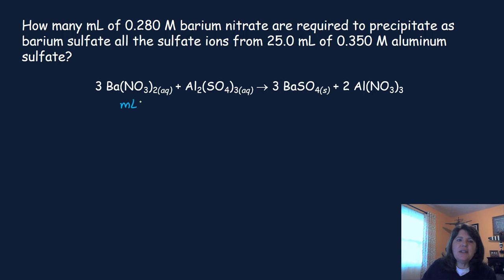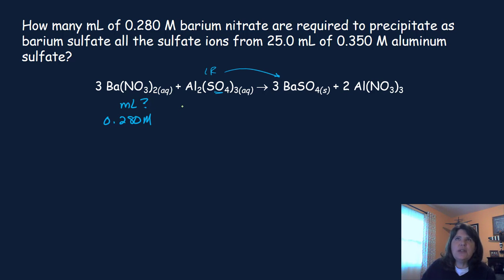The question is, how many milliliters of barium nitrate? So I'm after milliliters here. I've been given 0.280 moles of this. And the question is, I need to precipitate all of the sulfate ions in this. So I want all of this. This is automatically my limiting reactant because I want all of that to go into there.